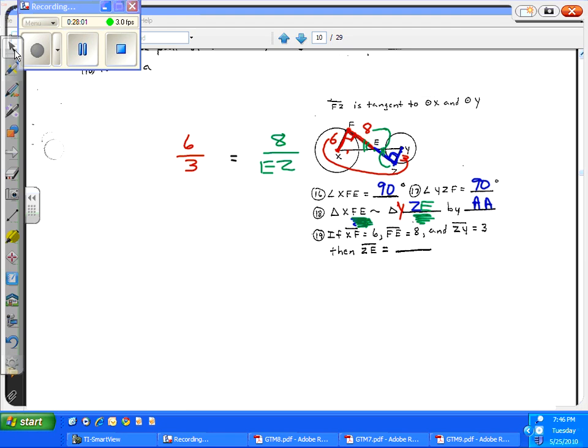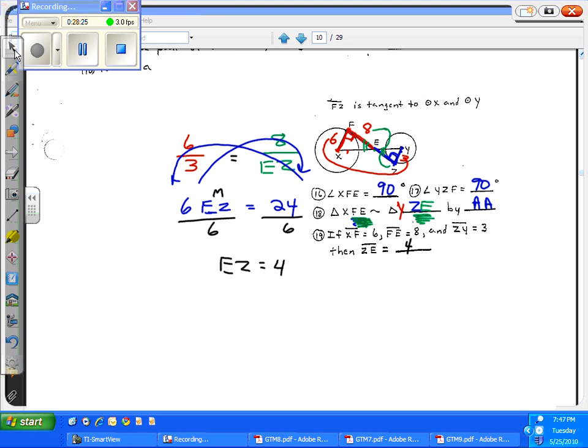So we have a proportion. We could reduce the 6 over 3 to 2 over 1, but we're going to leave it. 6 EZ is equal to 3 times 8 is 24. We're then going to undo multiplication by division, and we get EZ is equal to 4.